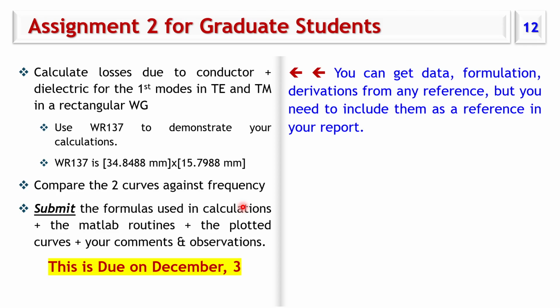So here is one assignment for you. We need to calculate the losses due to conductor and dielectric for the first mode in TE and the first mode in TM in a rectangular waveguide. We're going to use the standard waveguide WR137. You can look up its dimensions from the internet. We need to compare the two curves against frequency.